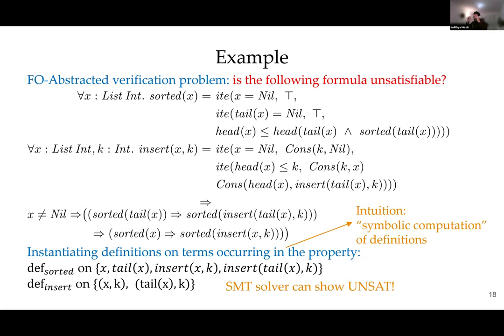There's a very interesting intuition that comes about here, because we are only expanding the definitions on the terms on which they applied in the formula. This amounts to a kind of symbolic computation of the definitions. So you have a term f of x bar that occurs in your formula. You'd expand the definition of f on x bar. That will result in some other g of y bar, and then you'd expand g on y bar, and so on and so on. So you're essentially taking recursively defined function terms in your property, and you're symbolically computing them according to the definition up to a certain depth, and you're checking whether that is sufficient to show your property.